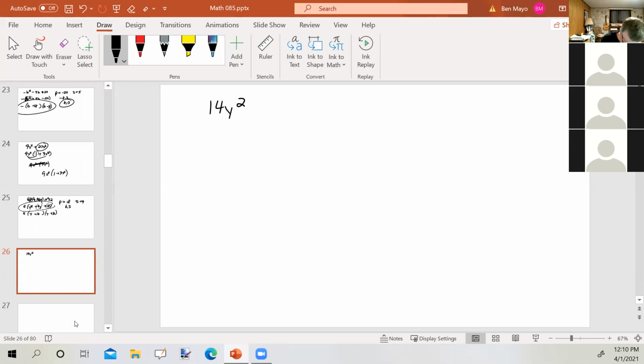14y squared plus 11y plus 2. So here we have a trinomial. It's in standard form. There's no greatest common factor. The leading coefficient is not a 1. So we'll use grouping or ABCPS. A is 14, B is 11, C is 2. The product is 28 and the sum is 11. Okay. Well, let's see. How about 7 and 4?